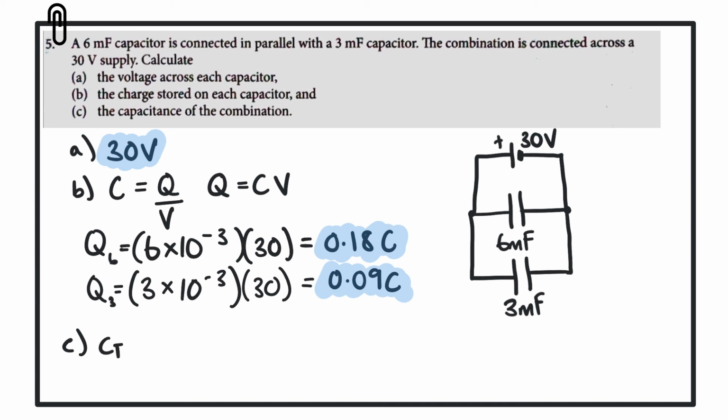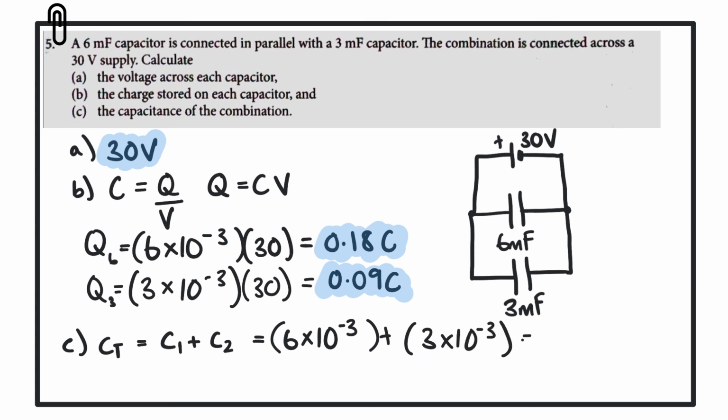And when those capacitors are connected in parallel, the total capacitance is the sum of the individual capacitors, which in this case is the 6 millifarad capacitor plus the 3 millifarad capacitor. And that gives us a total then of 9 by 10 to the minus 3 farads, or just 9 millifarads. And that's it, straightforward calculation.